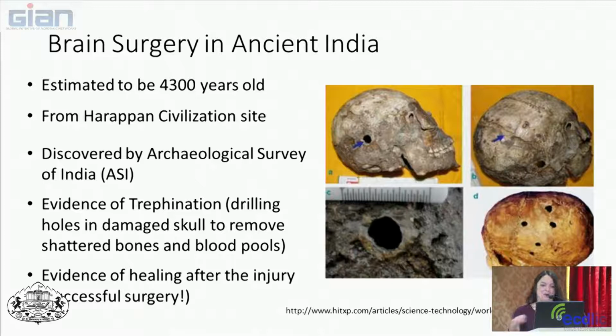They drilled some holes in this head to remove some of the damaged, shattered bones and the pressure that had built up in the head and the pools of blood. And in fact, in this skull, not only was the injury present, but there was also evidence of healing after the injury. So they called this the first successful brain surgery, so long ago, and techniques that we still use today.